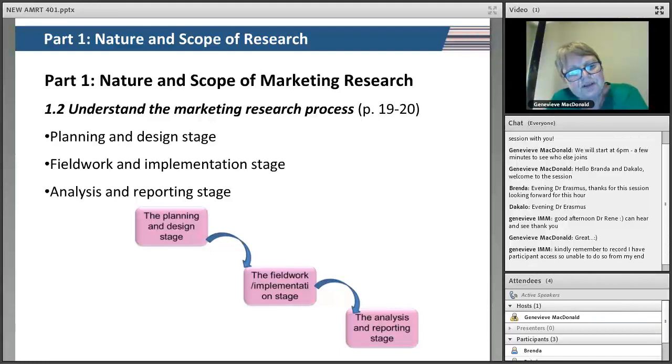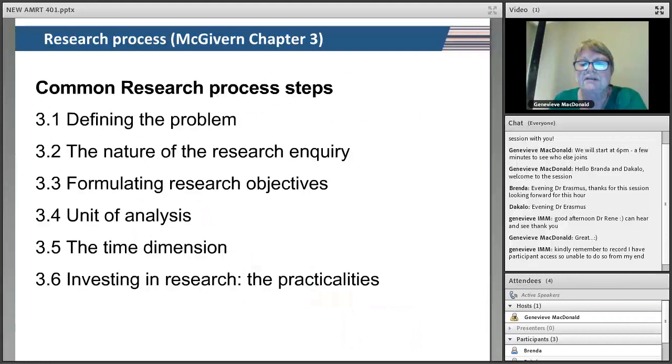Then you get to the fieldwork and implementation stage. This is where you take the interview schedule or the survey that you've done and you go out in the field to your sample population and you actually gather the data. And then the analysis and reporting stage is where I write up my results, and I really think about it and come to certain conclusions, etc., and make recommendations.